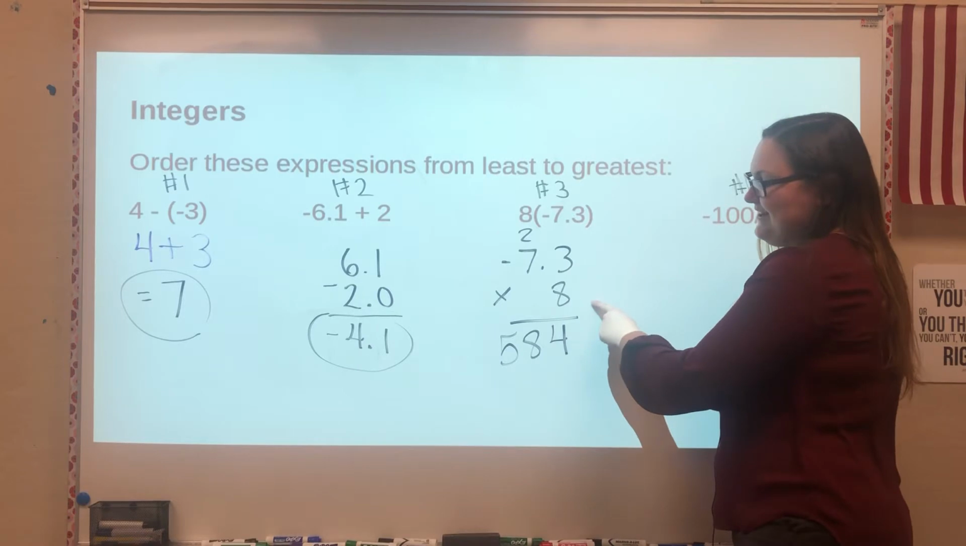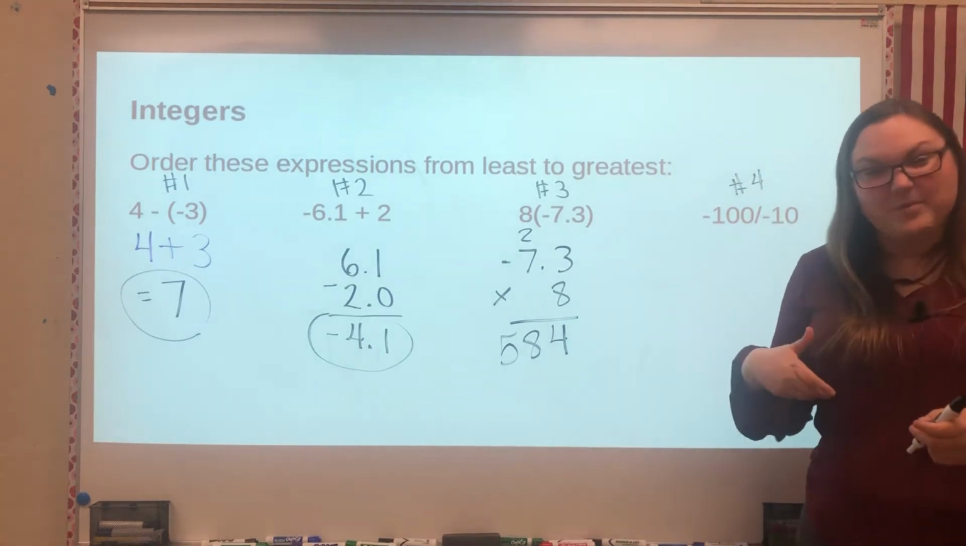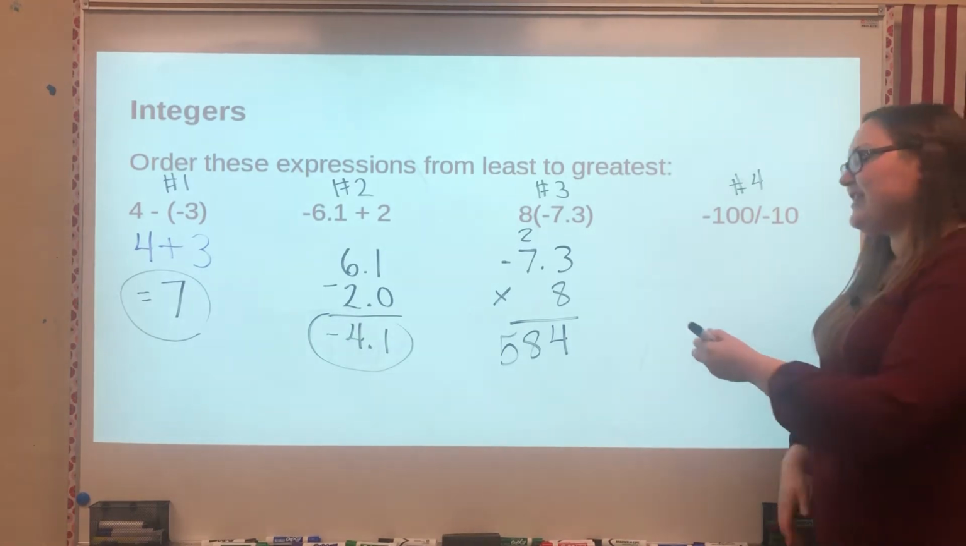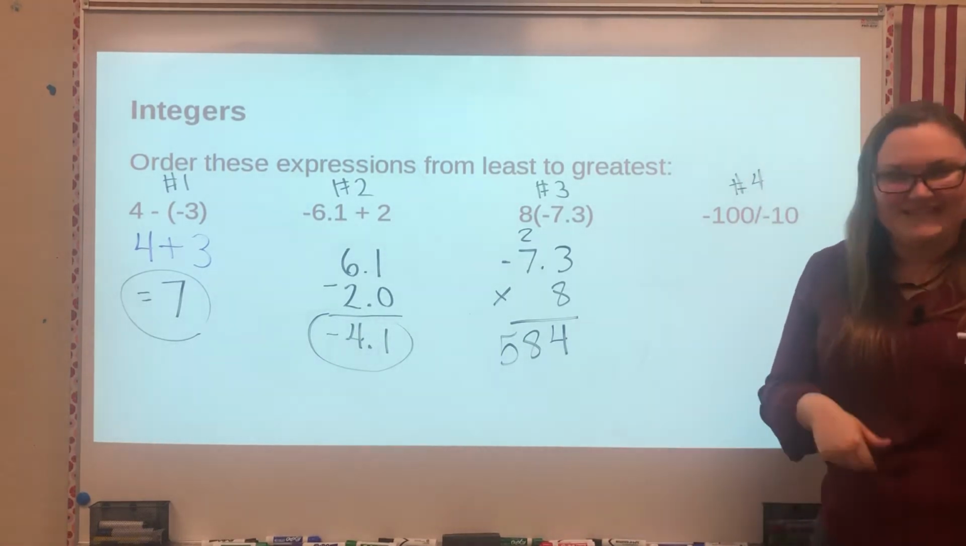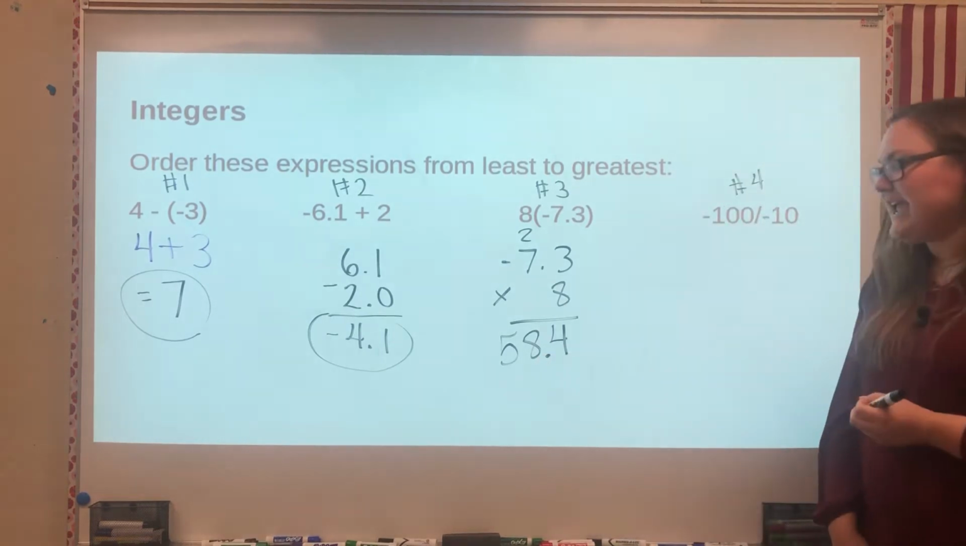There's no numbers behind a decimal point, so there's a total of 1 digit behind a decimal point in the problem. Means in my answer I need 1 number after the decimal point. So here I'm just going to go back 1, and I get 58.4.